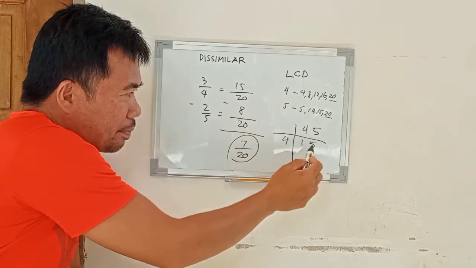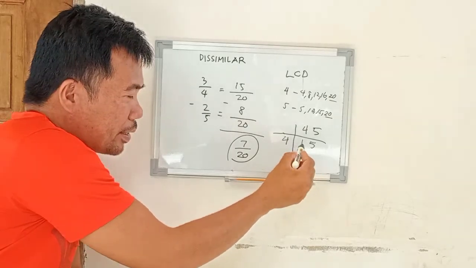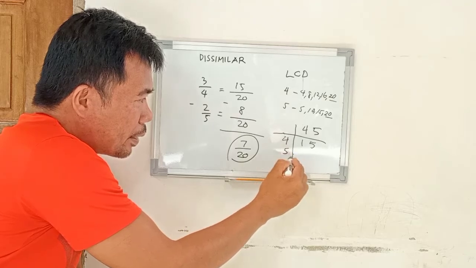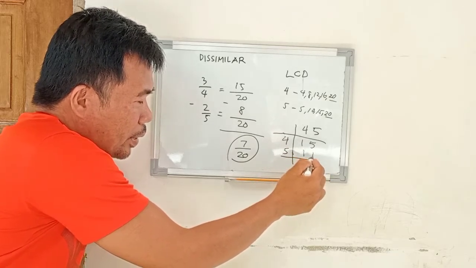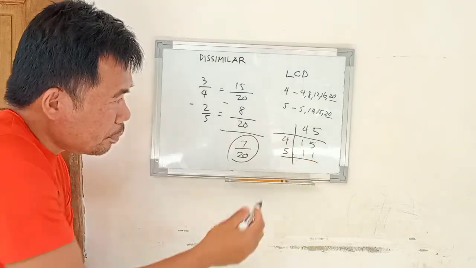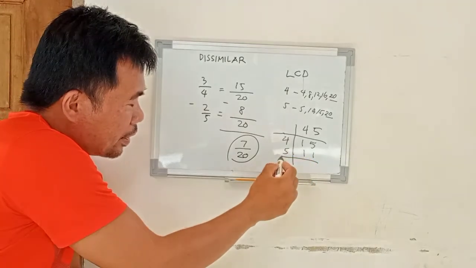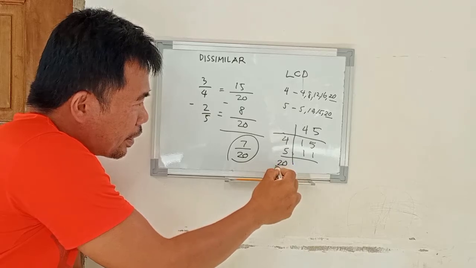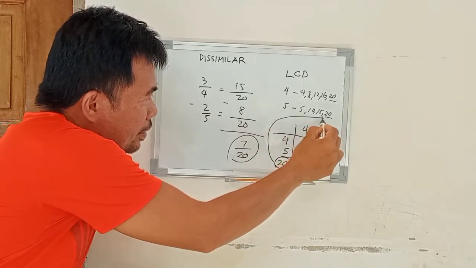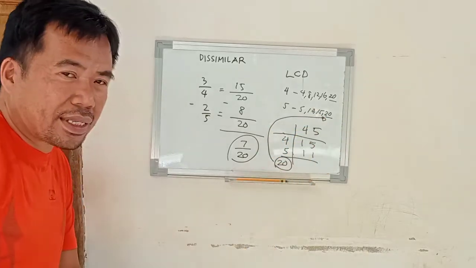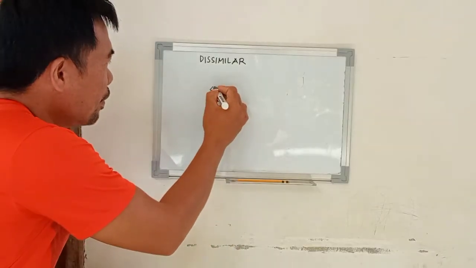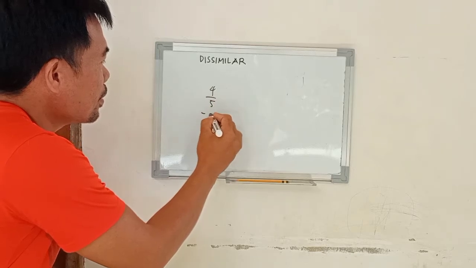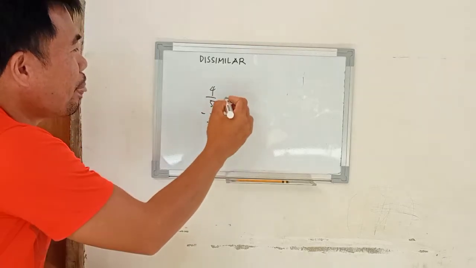The number that can divide 5 is 5. So this will become 1. So 1 and 1. So 4 times 5 is 20. So just like this, but the shorter version. Another example is 4 fifths minus 3 sevenths.